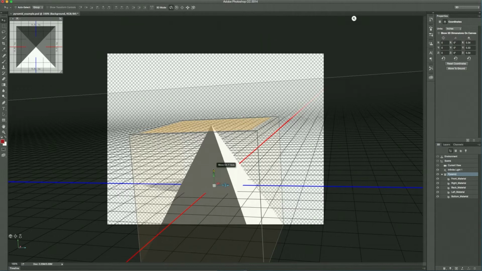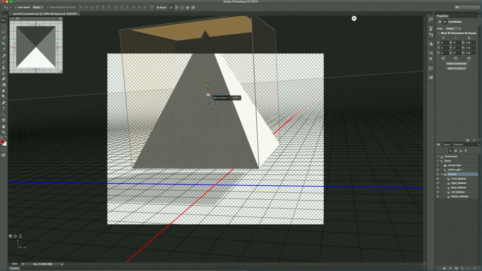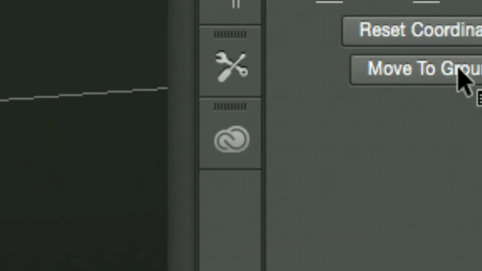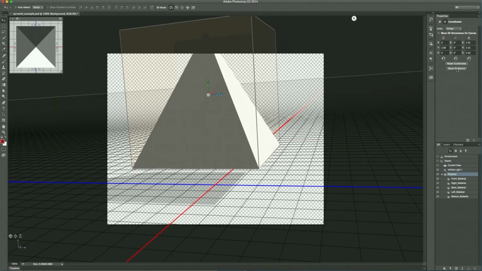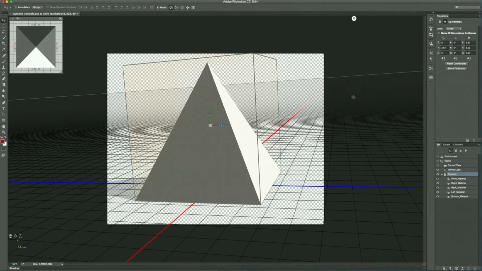And it appears that it's off the ground right now. In order to move it to the ground, you can just click the option move to ground, and it'll rest. That's it for the 3D viewing options and scaling options.